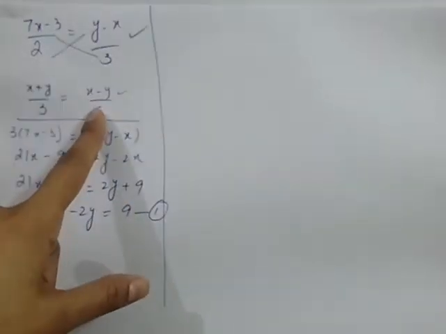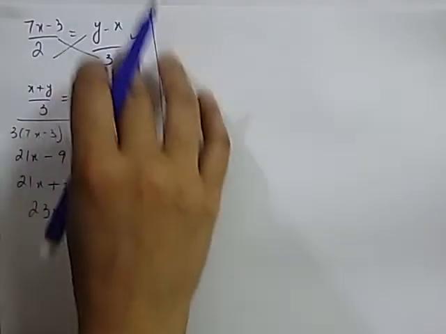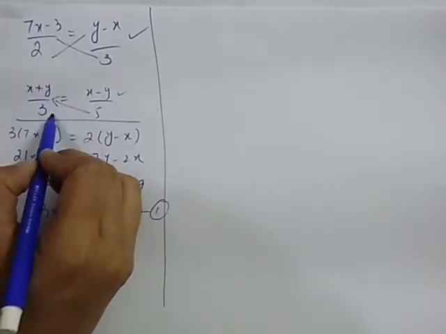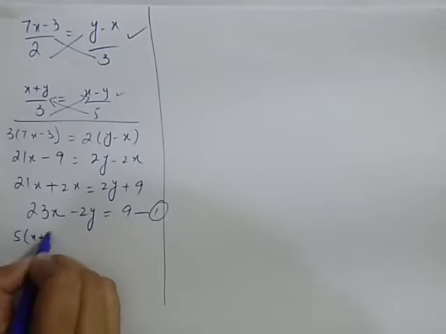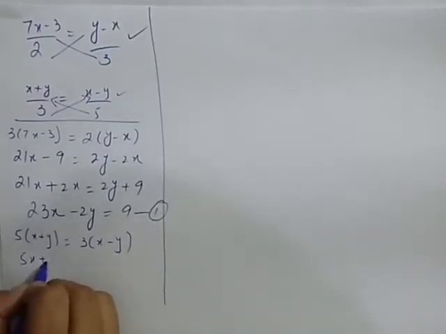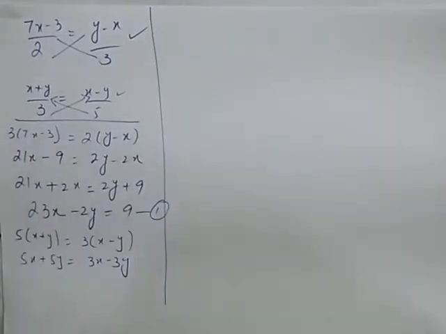Now just come to this part and we have to deal with this equation now. So I am going to write this one. This will be cross multiplied. 5 will be multiplied with this one and 3 will be with this one. So 5x plus 5y is equal to 3x minus 3y.